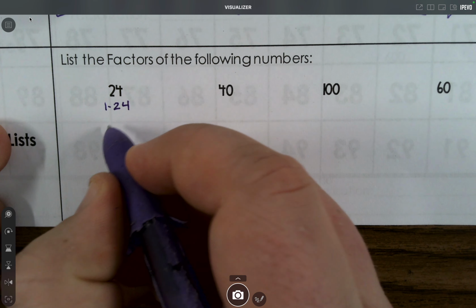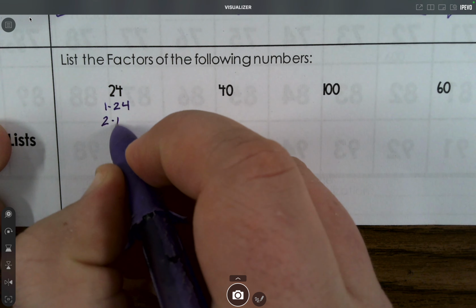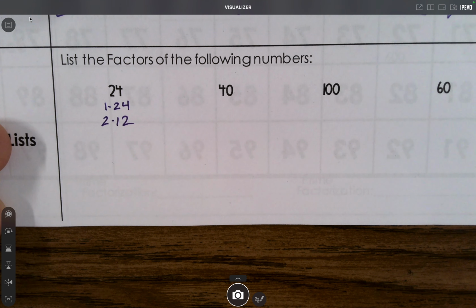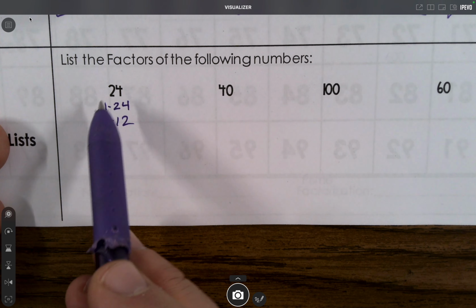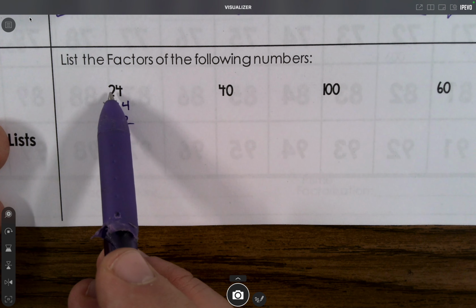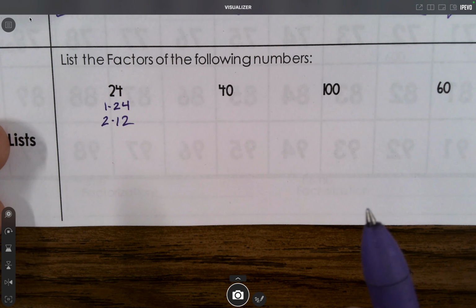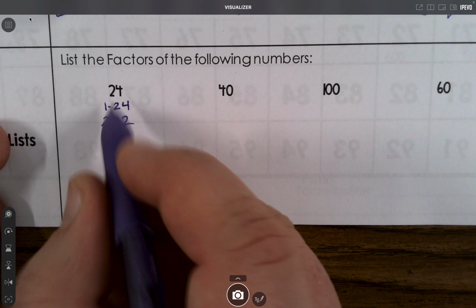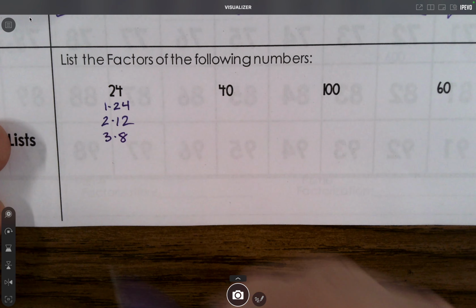Then we just consider 2. Yes, 2 does go into 24. 2 times 12 is 24. Then you think about 3. By the way, one trick to figuring out if the number 3 works: if you just add these two digits together, 2 plus 4, that's 6. Since 6 is divisible by 3, so is this number. So 3 times 8 gives you 24.